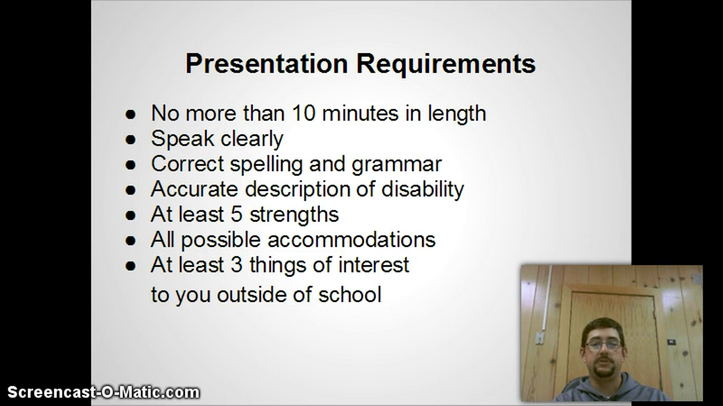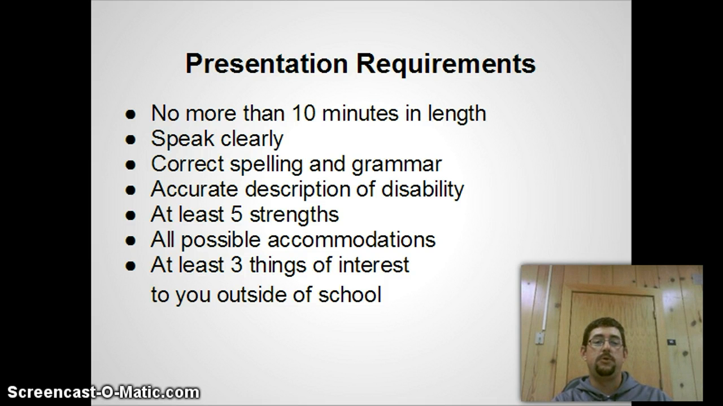The requirements for the presentation: no more than 10 minutes in length. You need to speak clearly. That will help you be respected by the teacher. You need to have correct spelling and grammar. You need to have an accurate description of your disability. You need to be able to list at least 5 strengths that you have.